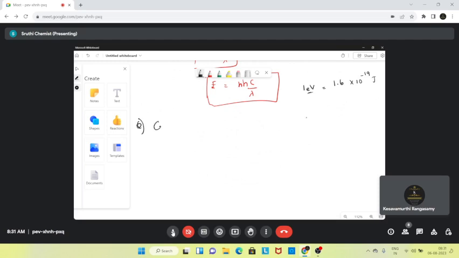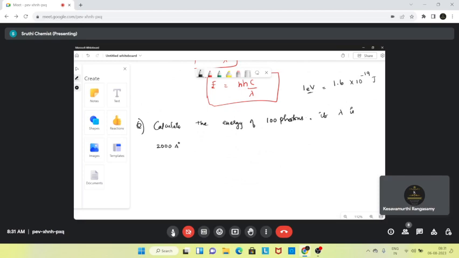Question is, calculate the energy of 100 photons if lambda is 2000 angstrom. Okay, if the lambda is 2000 angstrom. So this is a question.